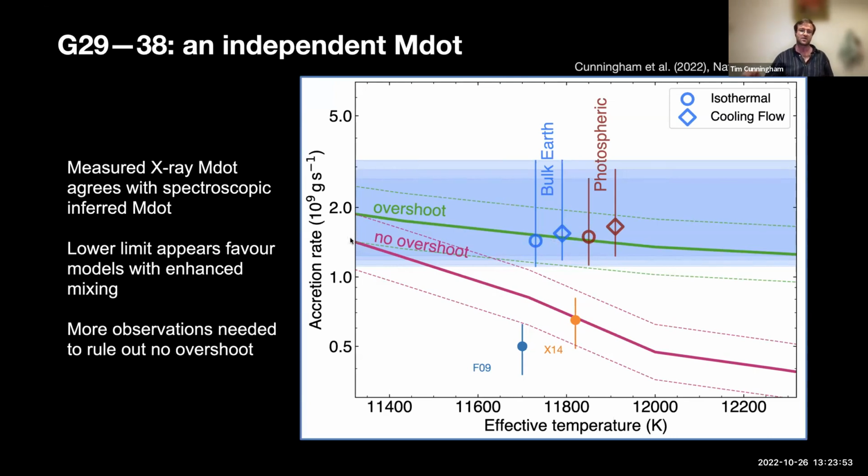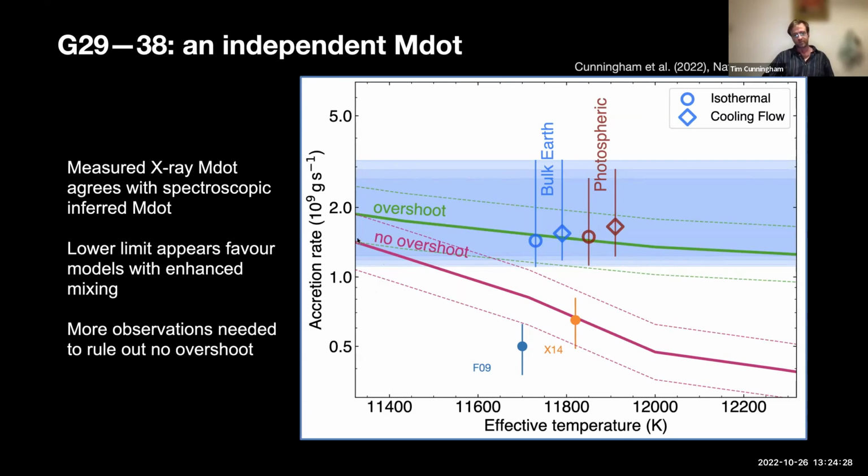And this is a very exciting result because it gives great confidence in the spectroscopic technique, because this is an independently measured accretion rate based on a different wavelength and different physics. So this is a nice confirmation of existing techniques using spectroscopy to infer an accretion rate. But we do find that the overshoot models with enhanced mixing are somewhat preferred over those models without overshoot.